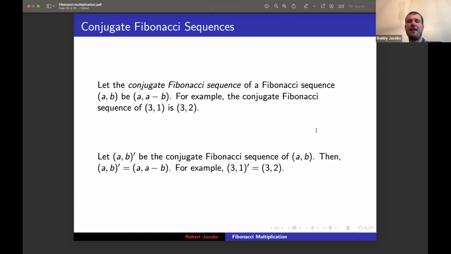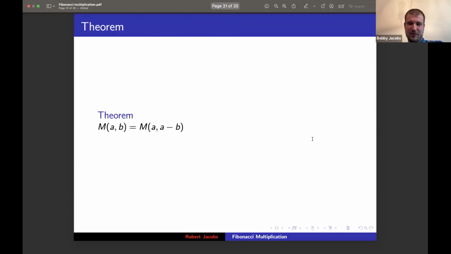Another interesting thing I found is a thing called the conjugate Fibonacci sequence. The conjugate of AB is A minus B. For example, the conjugate Fibonacci sequence of 3, 1 is 3, 2. And we'll let AB prime be the conjugate Fibonacci sequence of AB. So AB prime is A, comma, A minus B. For example, 3, 1 prime is 3, 2.